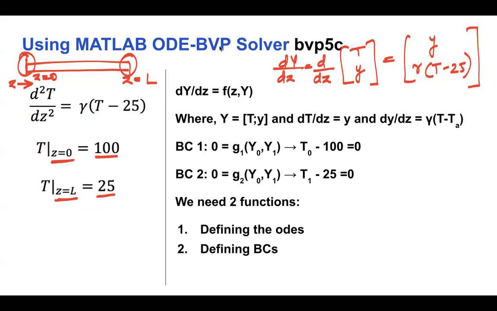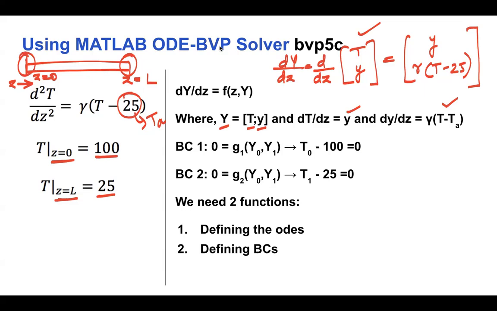I'll come to that later. So first we have declared capital Y, which is a column vector of T and small y. Then we have dT/dz equal to y, and dy/dz is equal to gamma times (T minus Ta). Here I'm just calling it a new variable Ta, the ambient temperature. Now we need to know how to incorporate this boundary condition.